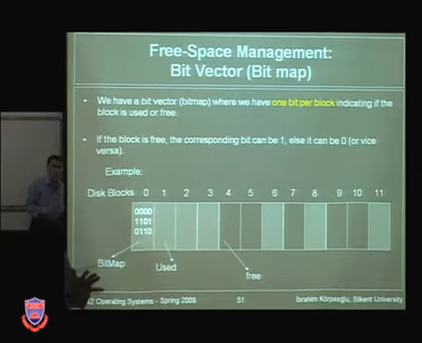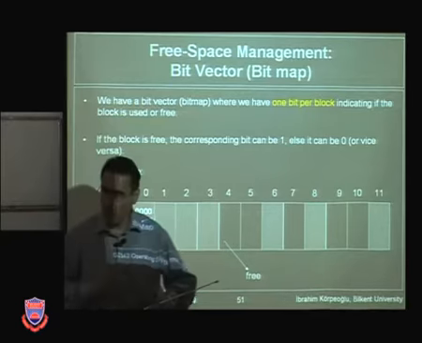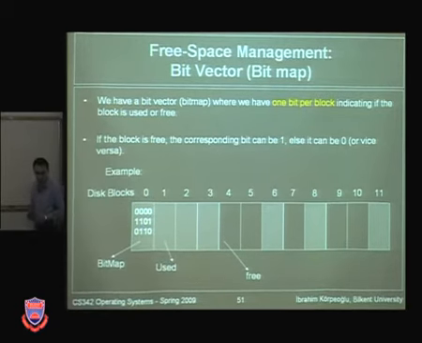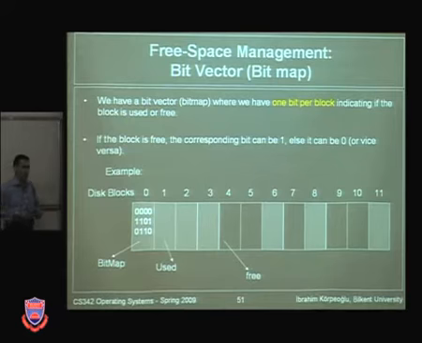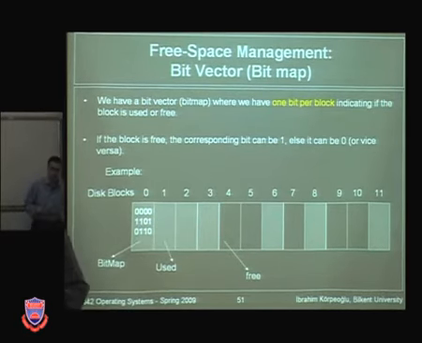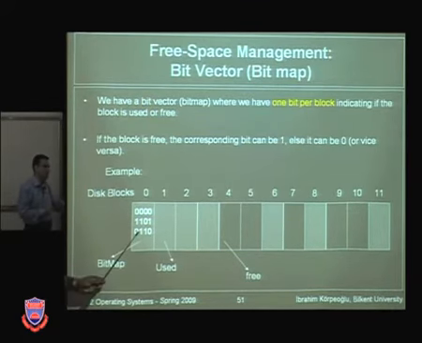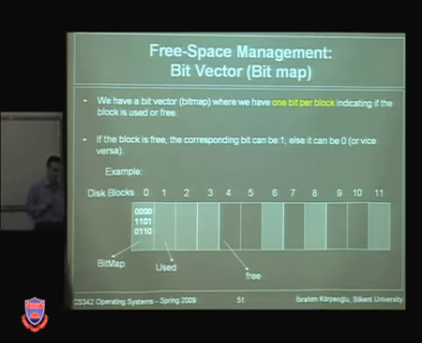We will start with the bitmap method, which can be used to keep track of the free blocks, to know the whereabouts of the free blocks. The idea is very simple. We have a bit vector, or bitmap, where we will have 1 bit per block of the disk, indicating if that block is used or free. If there are n blocks, there will be n bits in the bitmap. There will be 1 corresponding bit in the bitmap for every block.